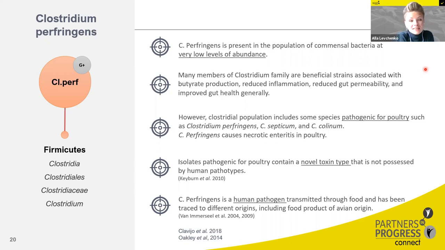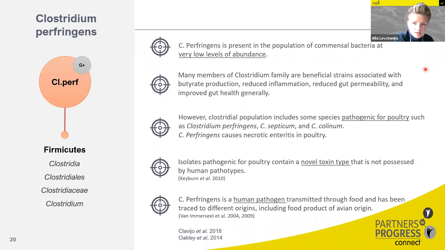And unfortunately, some clostridial population includes the species that are pathogenic for poultry. And Clostridium perfringens is one of the examples. The other types are Clostridium septicum, Clostridium colinum, and we know that Clostridium perfringens causes necrotic enteritis in poultry. Isolates pathogenic for poultry contain novel toxin types, so it's a very powerful toxin that is luckily not possessed by human pathotypes. That toxin causes quite severe cell damage in the intestinal tract.